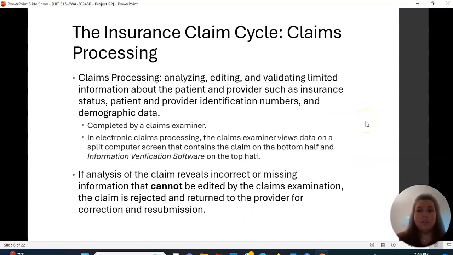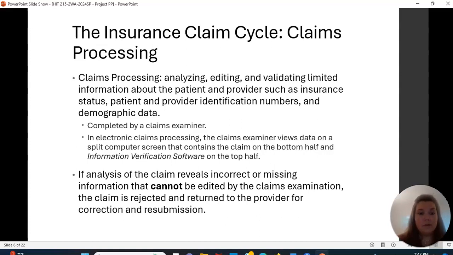The next step, claims processing. That is going to be the analyzing, editing, and validating of limited information about the patient and the provider. So that's going to be like insurance status, patient and provider identification numbers, and demographic data. These things are going to be verified during the processing of claims. And this process is actually done by a claims examiner.